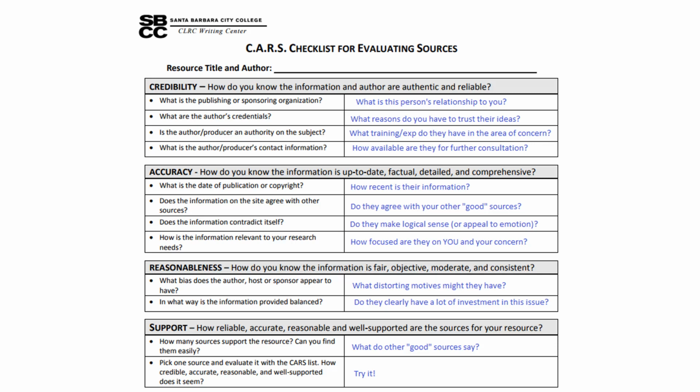What is the person's relationship to you? Often, the closer a person is to you, the less reliable their information is, right? The closer they are, the more they think they know everything that's going on with you, the more likely they are to believe that whatever their personal experience is should matter to you or inform yours. So it's worth taking a look at who they are in relationship to you. What reasons do you have to trust their ideas?